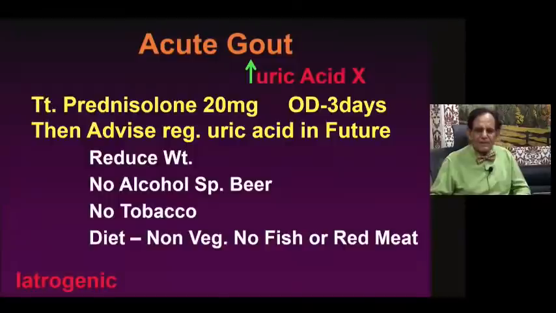Surprisingly, many of these patients don't get a second attack. Very interesting it is. And some of them get the second attack after 2 years, 3 years. Again, only those patients who start getting attacks every 3 months, 4 months, that means 2-3 attacks in a year, will need uricosuric drugs to reduce the uric acid, not otherwise.